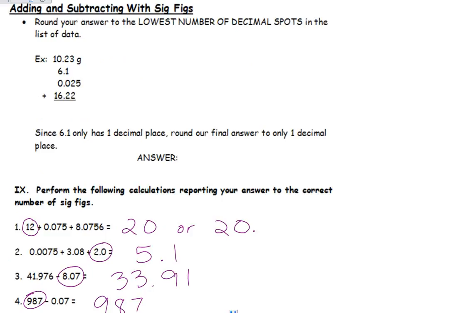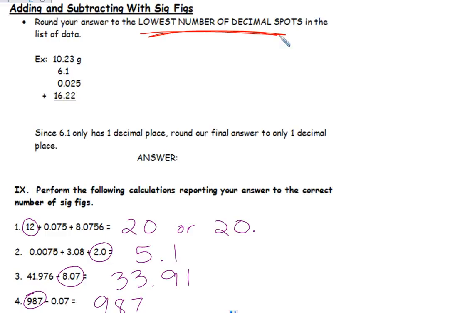The adding and subtracting rule is a little bit different. And to be honest with you, you're not going to use this one as often. You would round your answer to the lowest number of decimal spots. A little different. Multiplying and dividing, you plug it all in your calculator, and you round it to the piece of data that had the least amount of total significant figures. Now I'm going to plug this in my calculator, and I'm going to round it to whatever number has the least amount of decimal places.